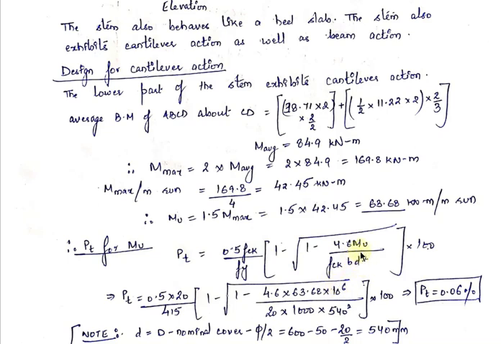Small d is the effective depth, and the formula for the effective depth is total depth minus nominal cover minus phi by 2. We have assumed that we are providing 20 mm dia bars, therefore the dia will be 20. And we have also assumed that the nominal cover is 50 mm, therefore the value of the effective depth will be 540 mm. So that's why we have put 540 here. After putting the values, the percentage of steel PT is coming out to be 0.06%.